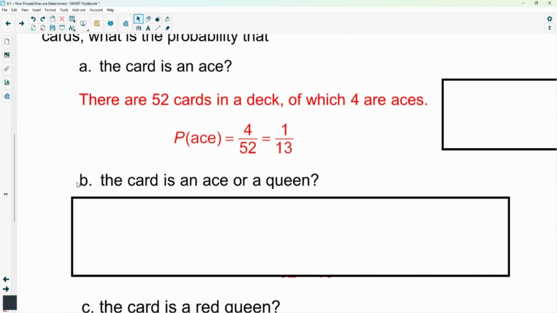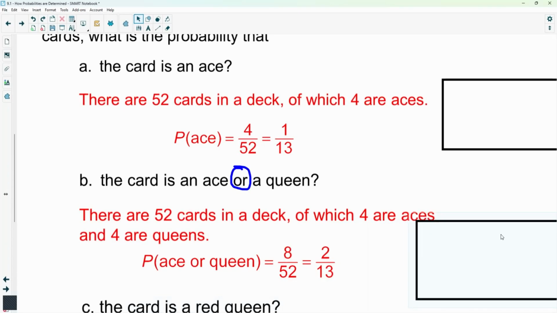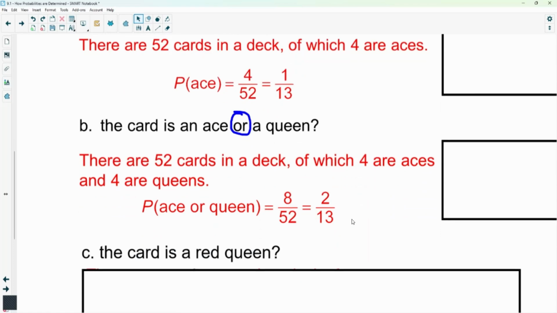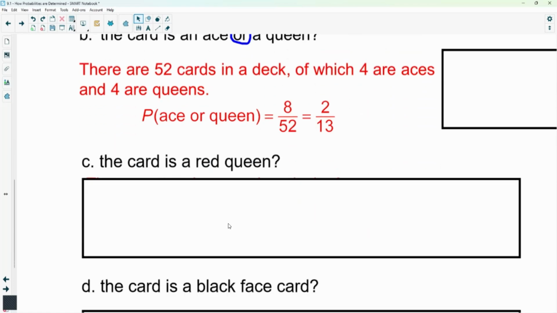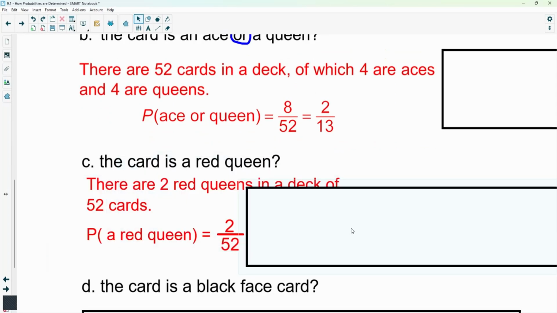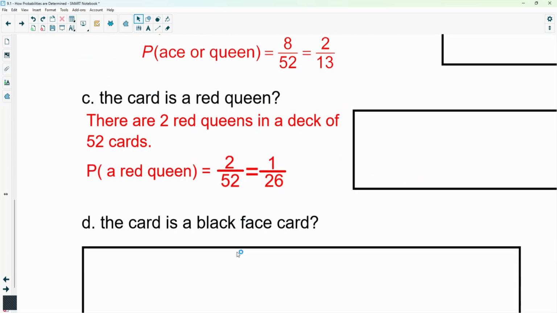Okay. The card that is an ace or a queen. Remember the ors, right? Or means union. So you're collecting all the aces and all the queens. We know we have 4 aces and 4 queens, so we have a total of 8 cards, right? And then out of 52, because that's the total, and we reduce it to 2/13. That the card is a red queen. We already know we have 2 suits that are red, so that means we're going to have 2 queens that are red, and that is reduced to 1/26.